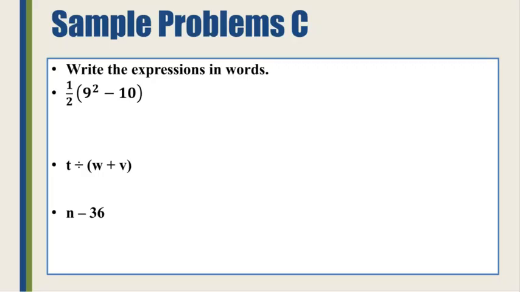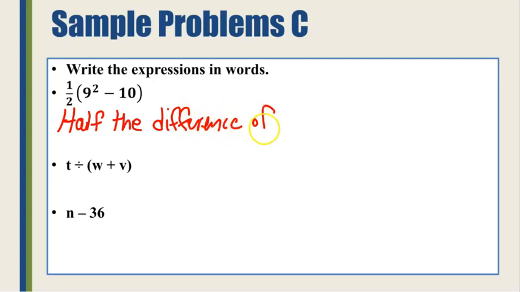And our last examples, we want to write these in words. So we have half times the parentheses 9 squared minus 10. So I would say half the difference, because that's the answer to a subtraction problem, of 9 squared and 10.